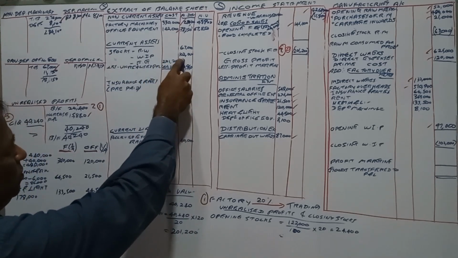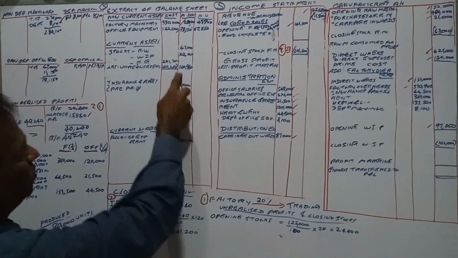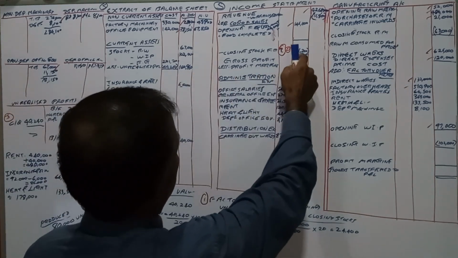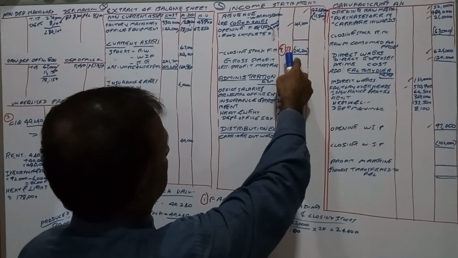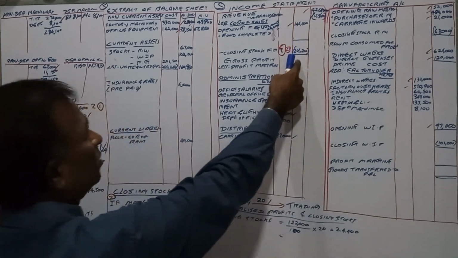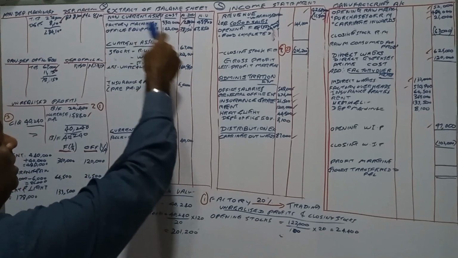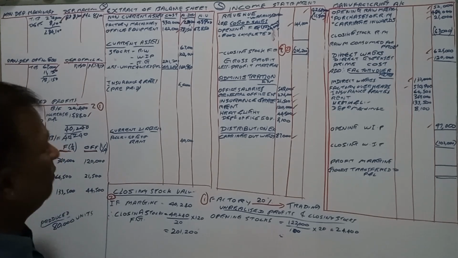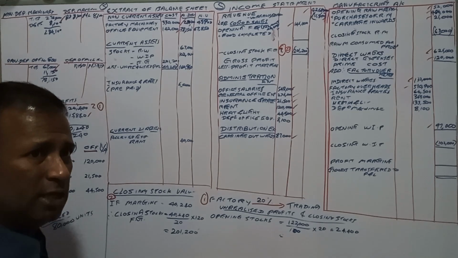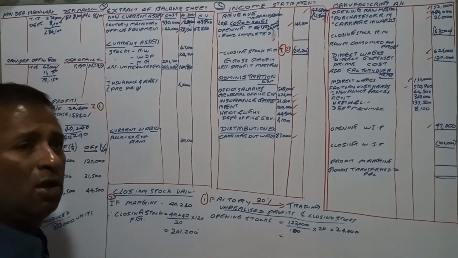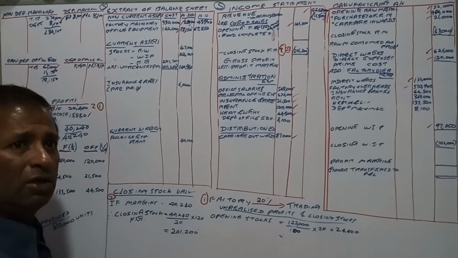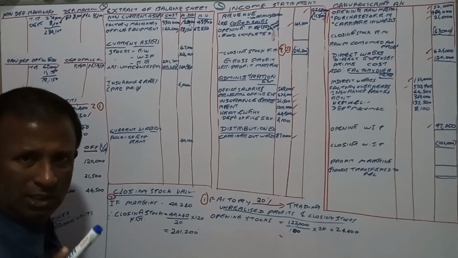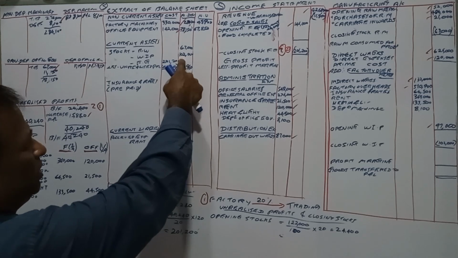201,200 has to be recorded in the income statement and in the balance sheet. But you cannot record the finished goods stock in hand at the higher value. As per international accounting standards, you have to record the stocks at the cost or net realizable value, whichever is lower. So you cannot go for 201,200.